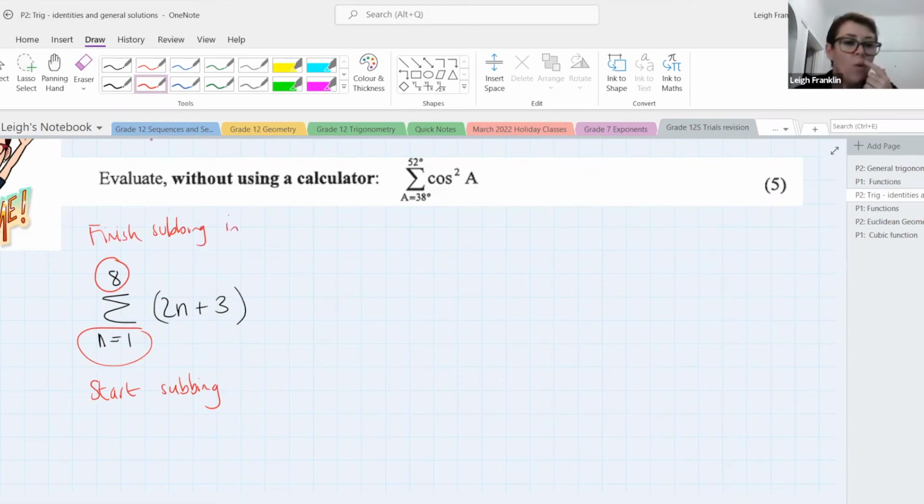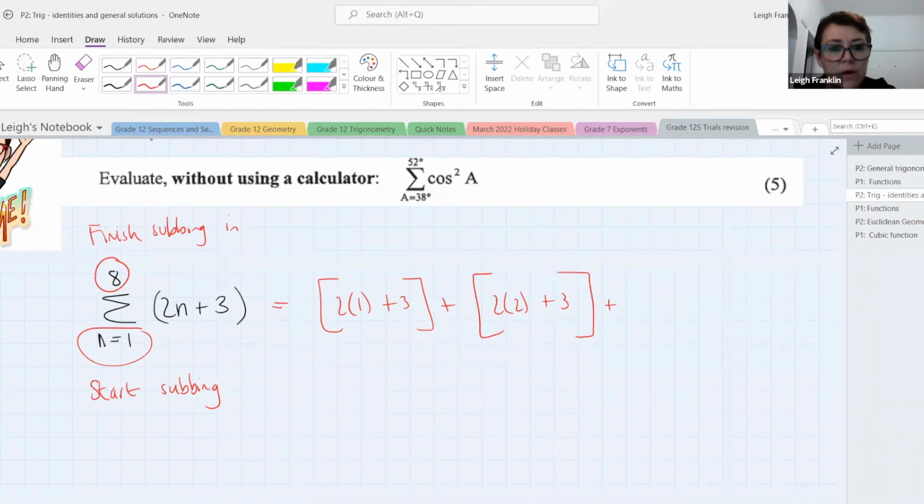All right, so what this means is take 2 multiplied by 1, add 3, and then add that to 2 times 2 plus 3. And continue to do that until we've subbed in 8. Then we're going to add all of those together and we're going to get some number. That's what sigma notation means for us.